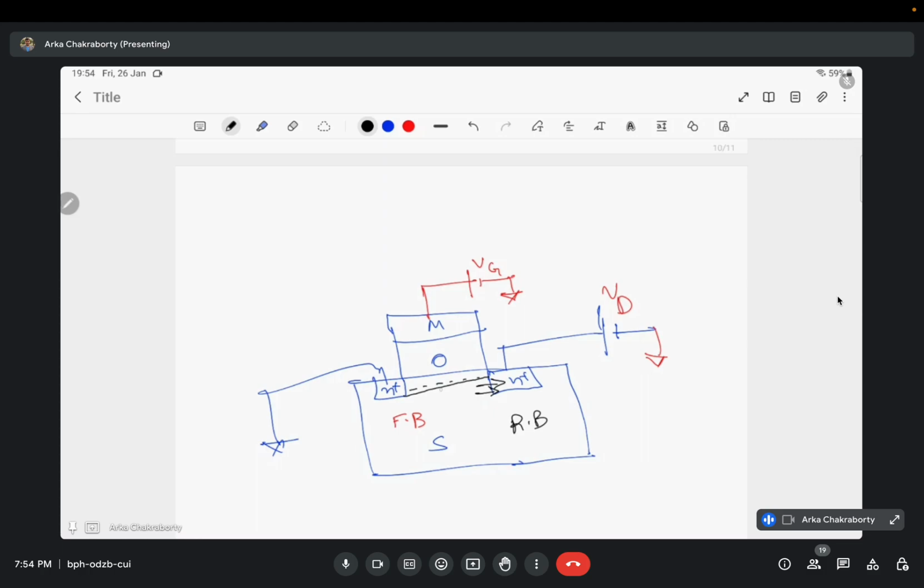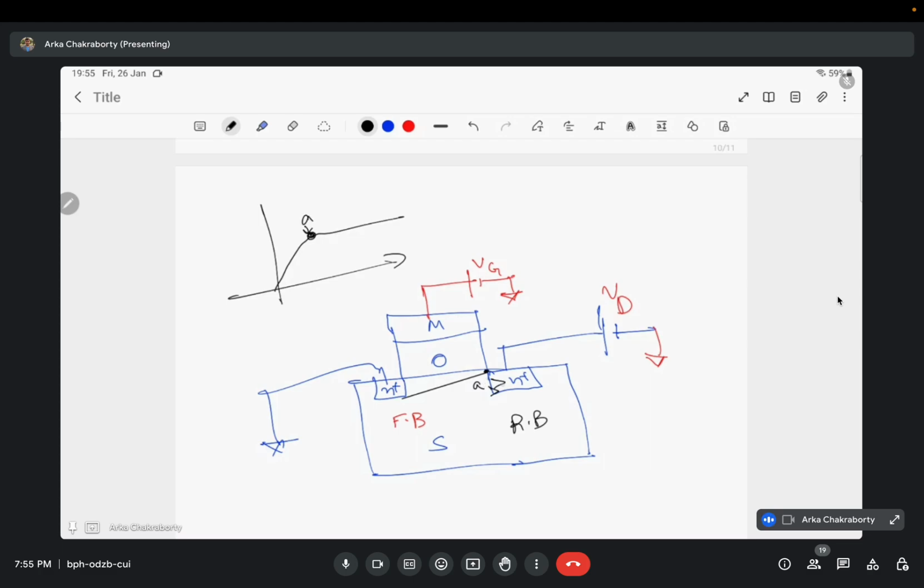That's why the channel tapers out near the drain. And when the VDS is high enough, my channel becomes something like this. It becomes zero near the drain-channel junction. That's where you get the pinch-off condition. This is the point, this is A, the point where you are getting this pinch-off condition.